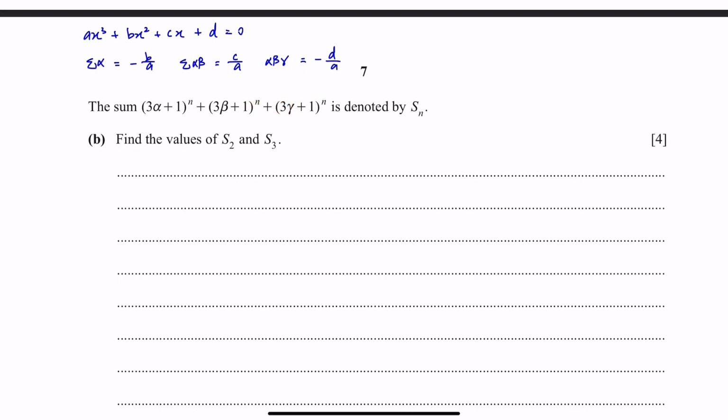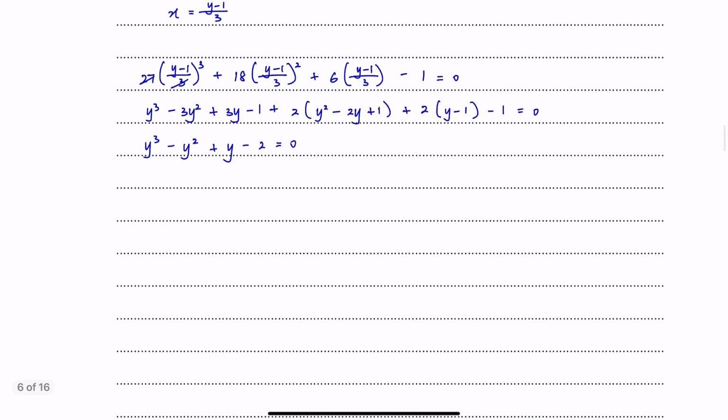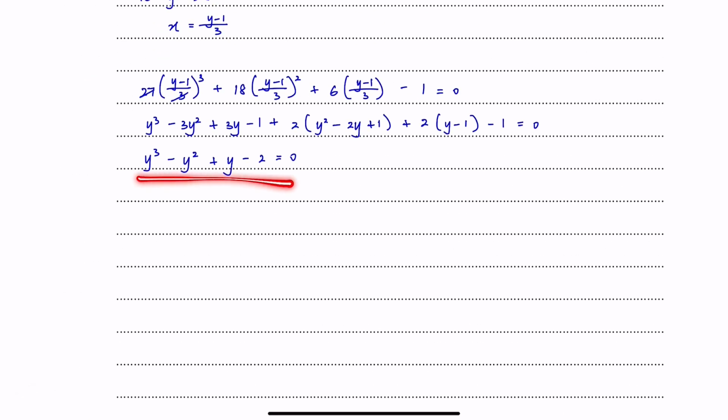So, in this question, it states that Sn means the sum of this. So we need to find S2 and S3. And firstly, we will need to find S1. So S1 is the sum of roots of this equation. Let me copy it down so we don't have to refer to it later.